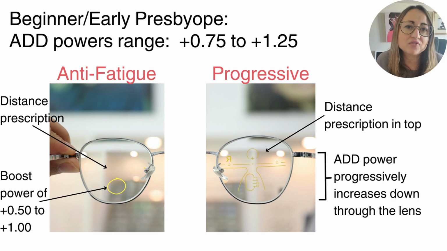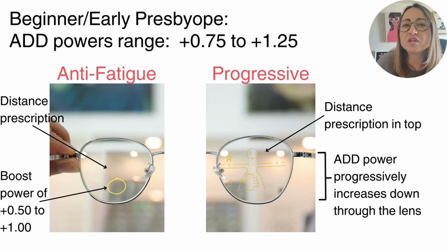And that has about half of your add power that's typically used for viewing objects at arm's length, such as a computer screen. So anti-fatigue lenses are not the baby progressives because, as I said, there is no corridor where that power progressively increases. It's just an additional boost of power in the lower portion of the lens. So typically there's no peripheral blur to the same extent that a progressive will have.